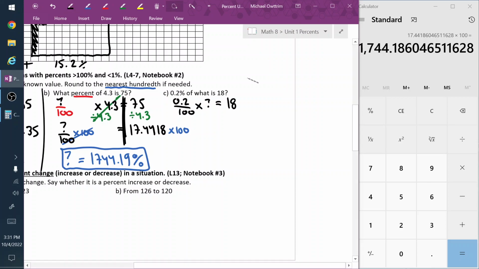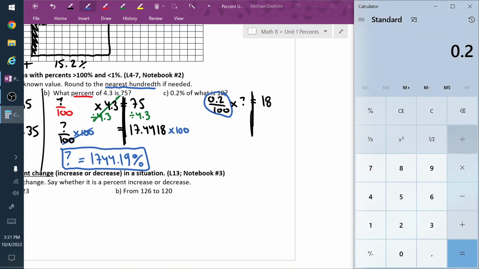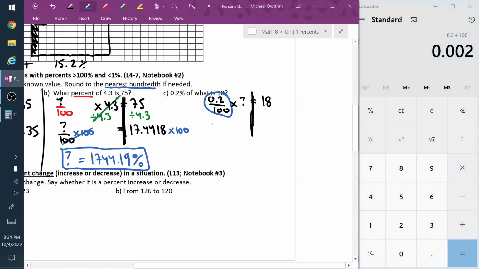I'm just going to move this over so I have a bit more space to work with it. If I look at my equal sign, my question mark is not by itself to the left. There is other stuff here. So I'm going to need to solve or undo that other stuff. First thing I'm going to do is deal with this fraction. This fraction can be calculated as a decimal. So 0.2 out of 100 is just the single decimal, 0.002.